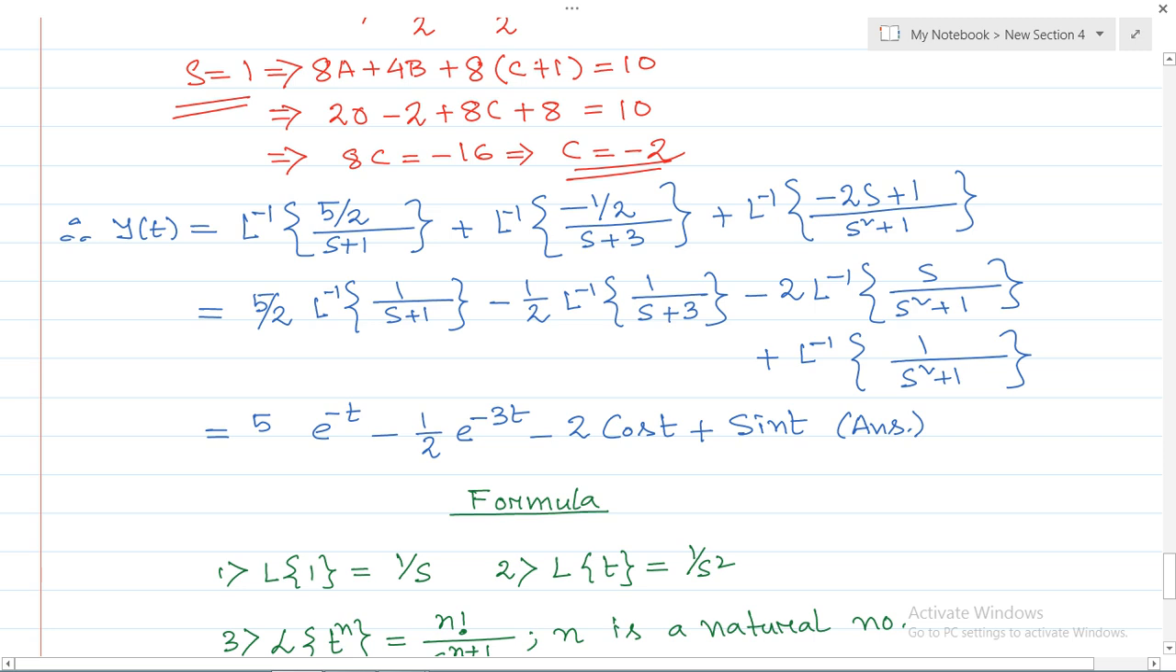So 5/2 can be taken outside, and we have L inverse of 1 by s plus 1. -1/2 can be taken outside, and we have L inverse of 1 by s plus 3. -2 can be taken outside, and here are two terms, s by s square plus 1 plus 1 by s square plus 1. So -2 is taken outside, with L inverse of s by s square plus 1 from this term, and the second term is L inverse of 1 by s square plus 1. From here it comes as e power minus t, 1 by s plus 3 gives e power minus 3t, s upon s square plus 1 is cos t, and 1 by s square plus 1 is sin t. So this type of question you please practice.